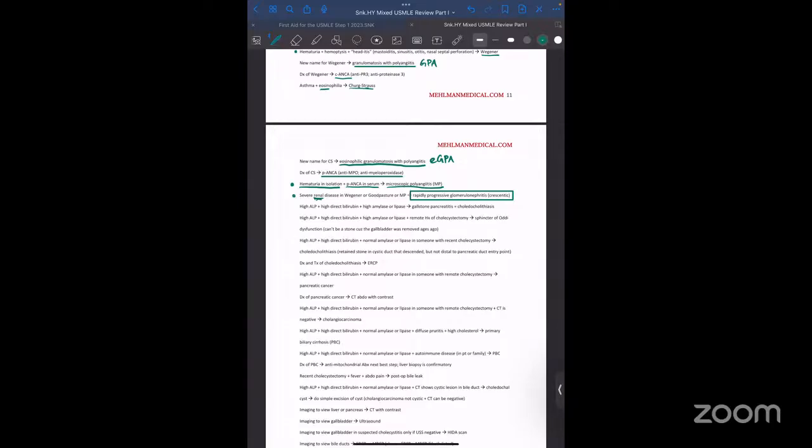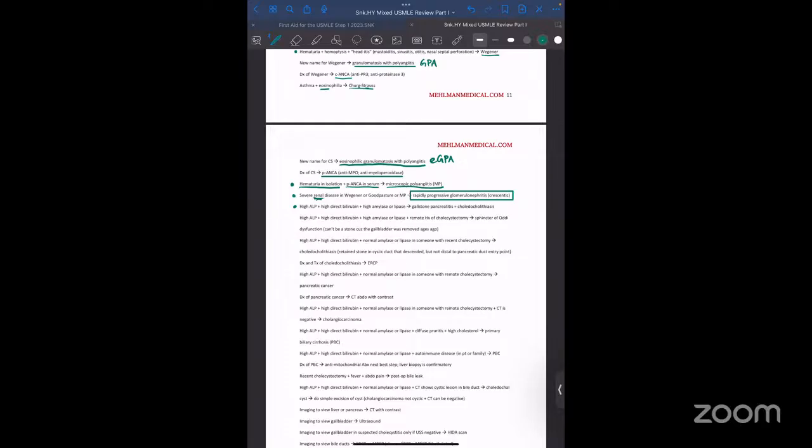Then we have high ALP plus high direct bilirubin plus high amylase or lipase. Gallstone pancreatitis, also equals choledocholithiasis. Choledocho, this is the duct having a stone. So one more time, high ALP, high direct bilirubin, high amylase or lipase indicates gallstone pancreatitis or choledocholithiasis.